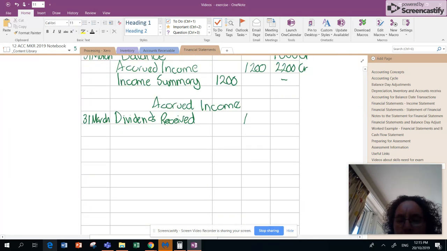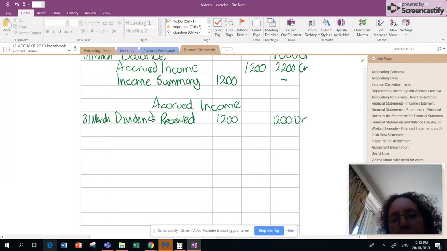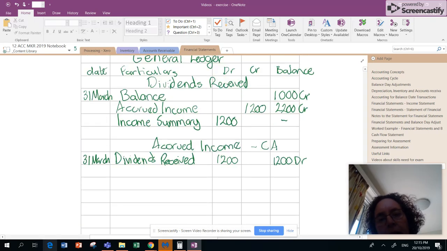Bringing us $1,200 debit. Now, accrued income is a current asset. So therefore, we're not going to close this off, because it's an asset, not an income or an expense. Okay, so that's an example of an income one.